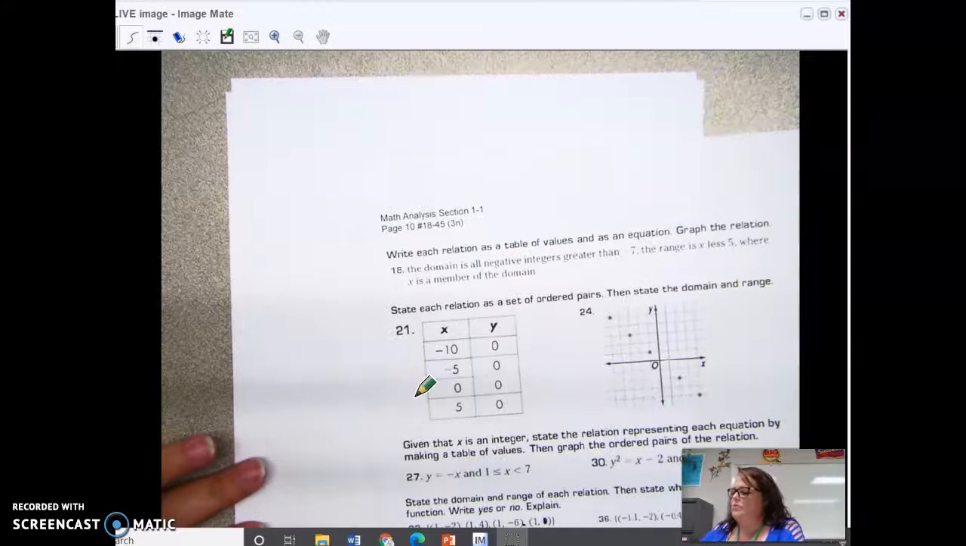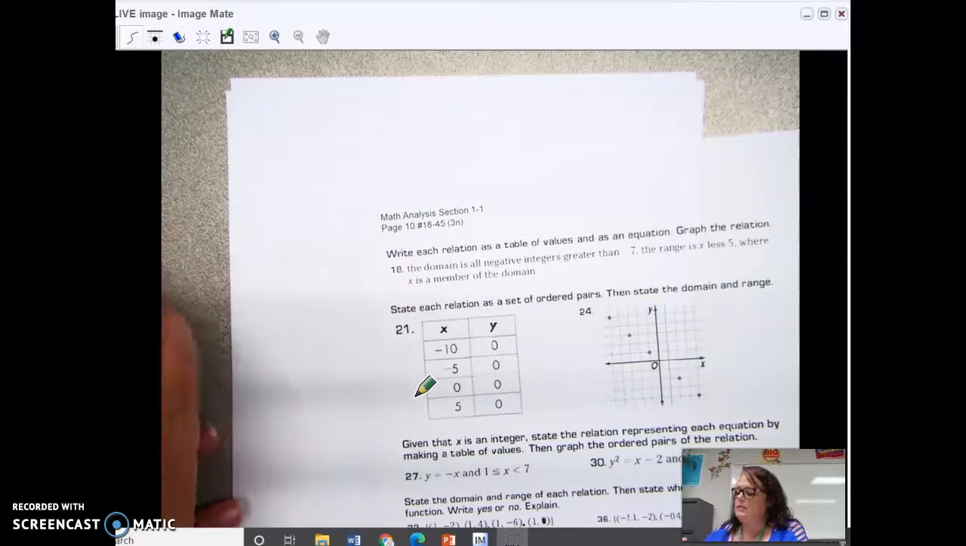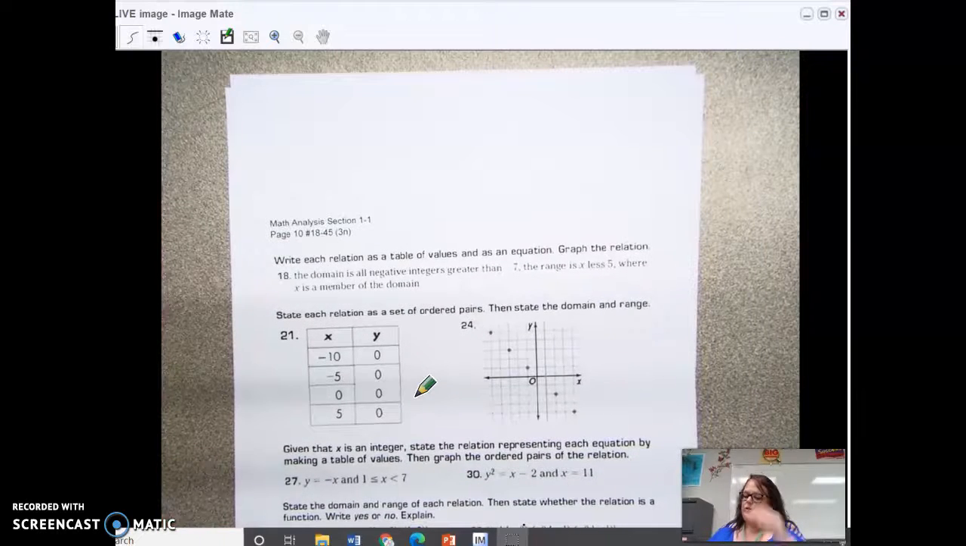Hello everyone, I just wanted to cover number 18 with you, and 18 is very similar to number 27 and number 30, but I'm hearing through email that some of you are having some struggles with this, so I thought I'd go over this really quick.